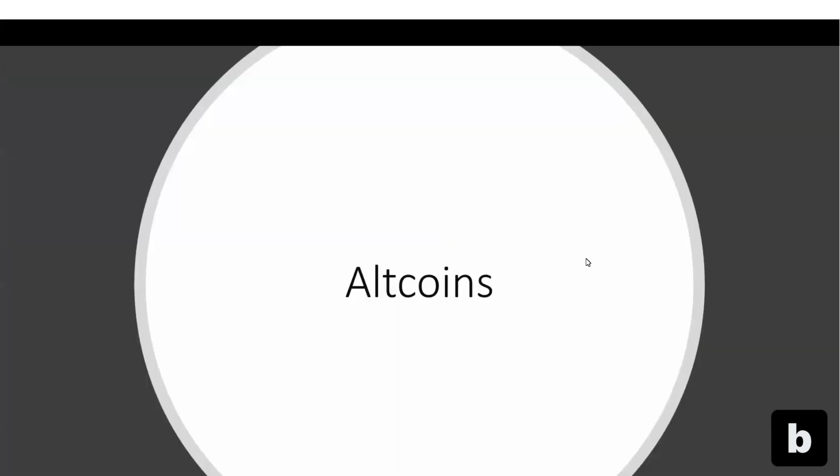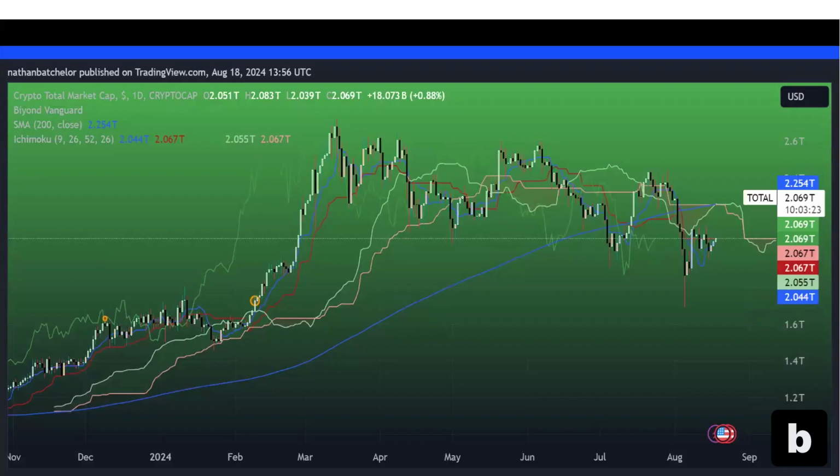So moving on next, I'm going to be looking at altcoins. And as I said earlier, I'm going to be looking from a slightly longer term perspective here. So looking at the crypto total market cap, just to get a general sense of everything, we've got the daily time frame Ichimoku cloud here. There's absolutely zero buy signals. It's more bearish than bullish here, but we are seeing it moving above these two support channels here.